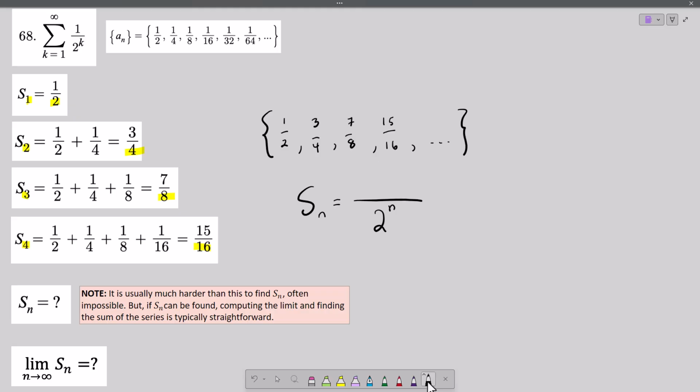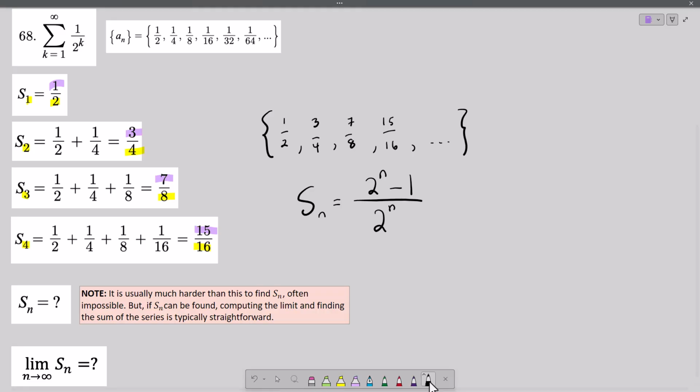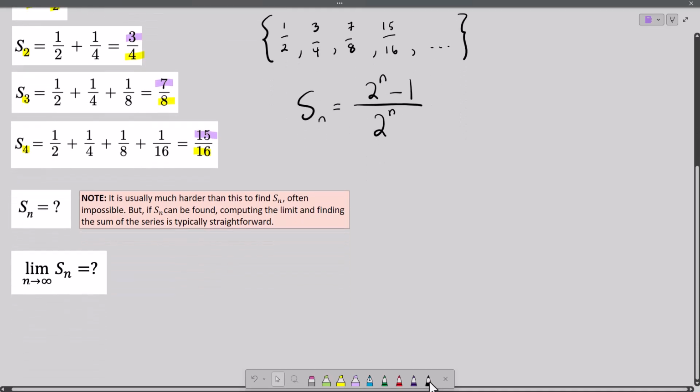Now, this one is really simple to find the numerator because how do you get the numerator from the denominator? Just subtract 1. Right. So the numerator here is 2 to the n minus 1. So that's about as easy as it gets when you're trying to figure out a formula for S sub n. Again, 90% of the time you cannot discern the pattern, and so that makes it complicated. So there is our S sub n. We did discern the pattern here, so we're golden.